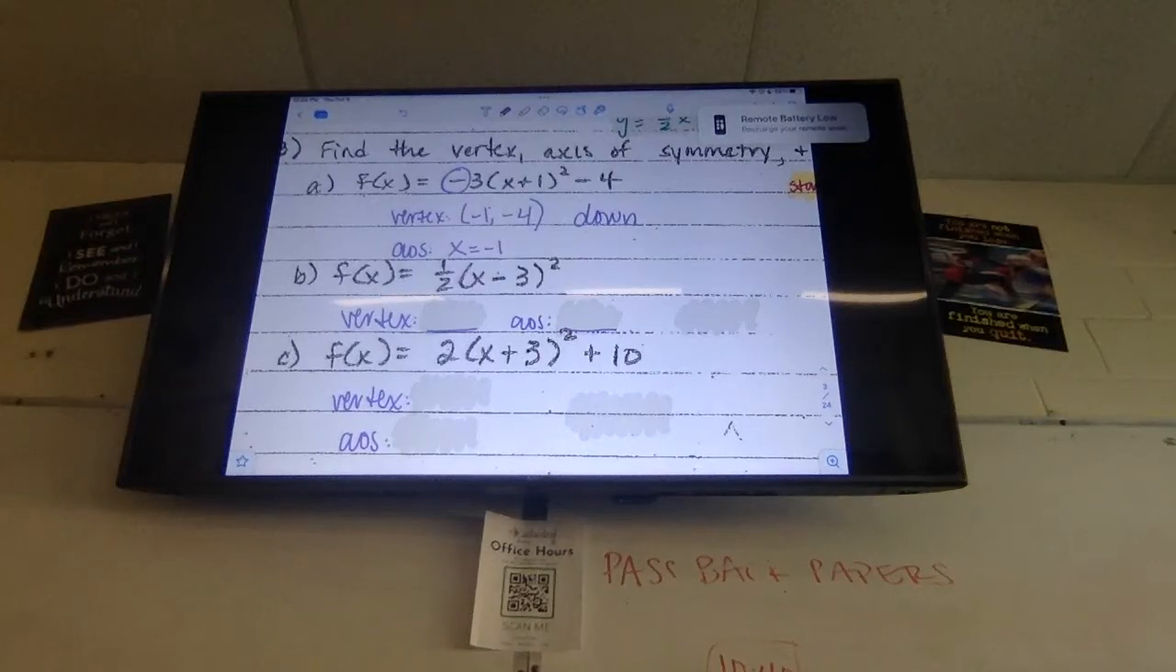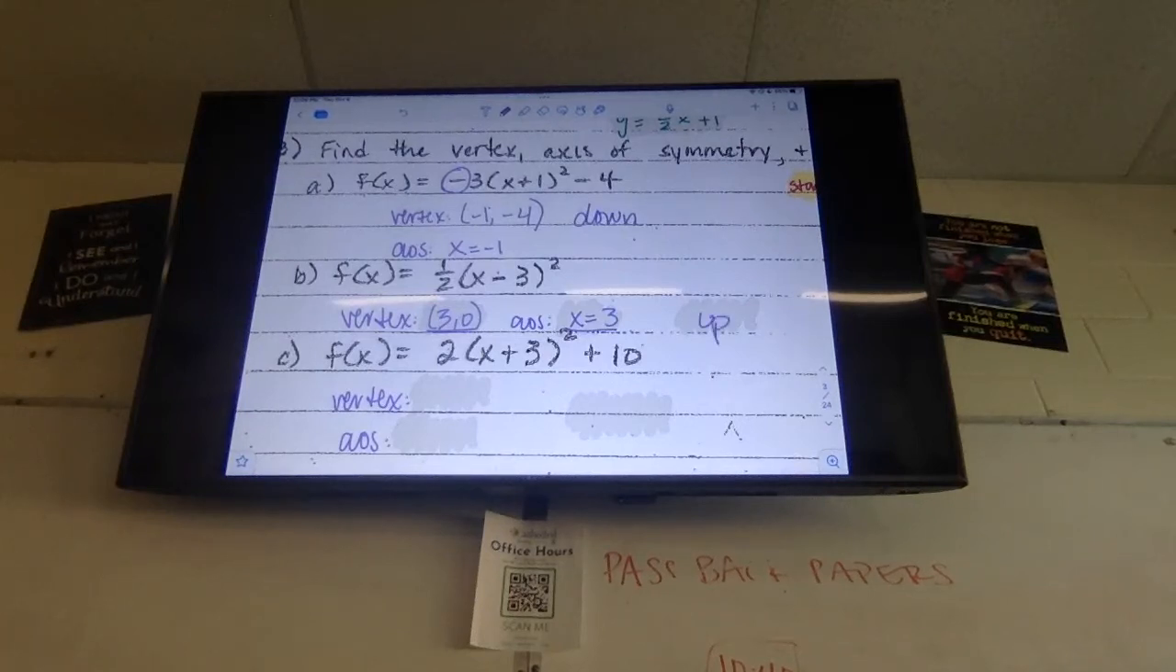All right, take 1 minute. All right, first one, who knows my vertex? Ava, tell me vertex. 3, 0. 3, 0, good. Somebody else tell me axis of symmetry. Ryan. 3, good. X equals 3. Somebody else tell me up or down. Up. Jack. Up. Very good.